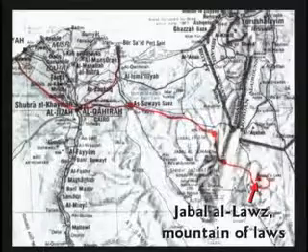If you look at the far right, this arrow is pointing to a mountain in Saudi Arabia called Jabal al-Laws, which means Mountain of Laws. It's been labeled that for centuries.